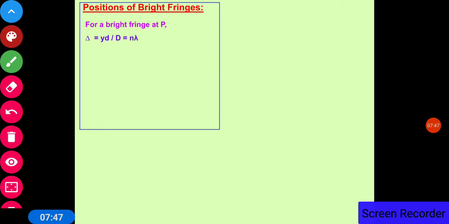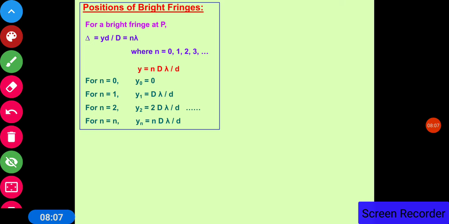For a bright fringe at P1, this path difference should be equal to n lambda, which we discussed in the previous lecture, where n is equal to 0, 1, 2, 3. So from here y is equal to n D lambda upon d. Y is the position of the bright fringe. So the first bright fringe will be obtained at y0 is equal to 0, that is at the center point. Then n is equal to 1, y1 is equal to D lambda upon d, that is the first bright fringe, central bright fringe, then first bright fringe. For n is equal to 2 is the second bright fringe. For n is equal to n, that is the nth bright fringe.